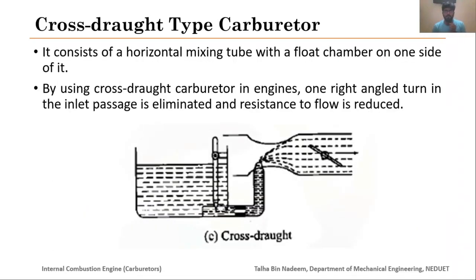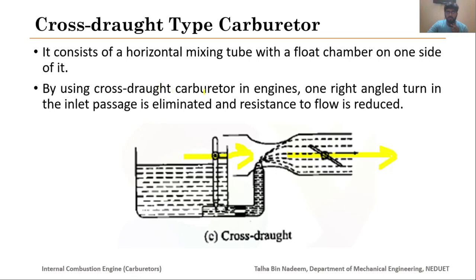Okay, lastly we have the cross-draught type carburetor. In this type we have basically a horizontal section, and air is coming from the left side and going towards the right side and taking the fuel along with it. So it consists of a horizontal mixing tube with a float chamber on one side.